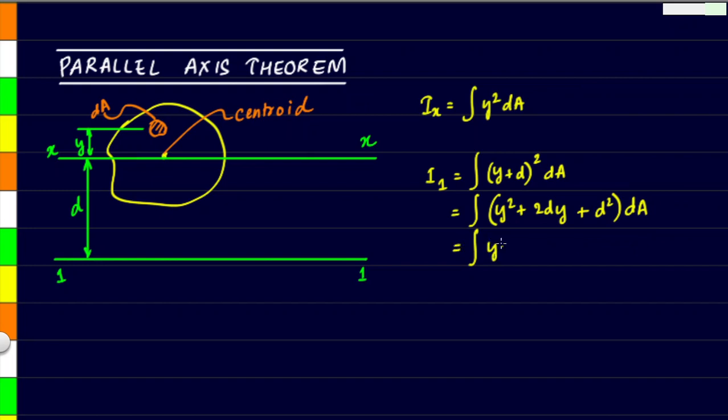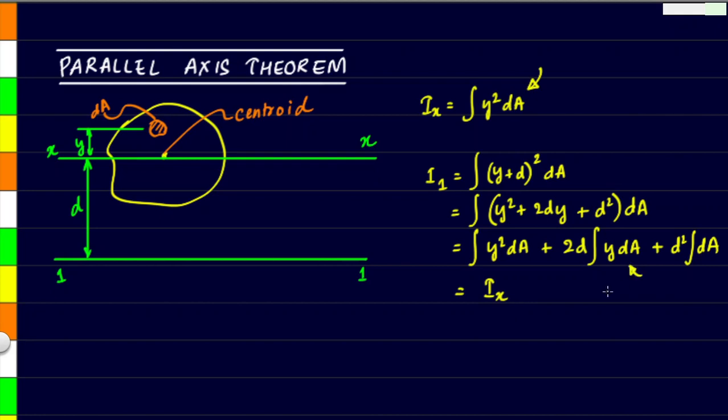So we get integration of y square dA as the first term. 2d is constant, so it will come out, and integration of y dA is left here, plus d square is constant again, and we get integration of dA. Now according to the definition over here, we know that integration of y square dA is nothing but Ix.